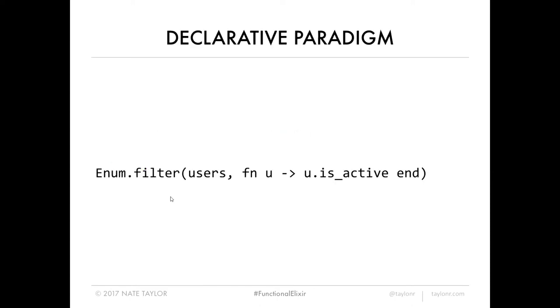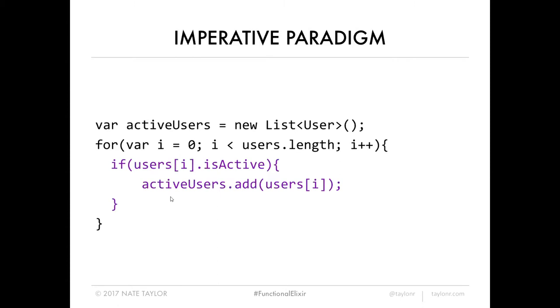But the declarative paradigm is much smaller. Here we have Elixir syntax, Enum.filter. We're giving it our users list, and then we're giving it an anonymous function where we just say return everything where u.isActive is true. And so with this one line, we're changing it from telling the compiler, rather, how do I go get the data, to just simply telling the compiler, this is the data I want, right? So back here, we had to tell it, start at zero, increment by one every single time, check this flag, add this here.